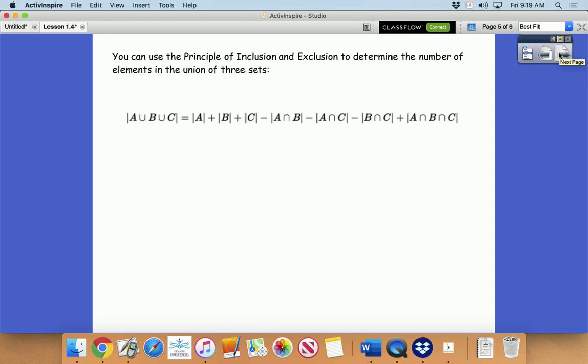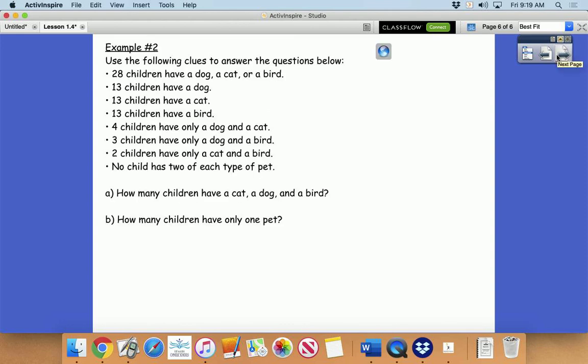Okay, so we're going to come back to this formula once we read the next question. I'll show you why this is an important formula and why we need it for the next question. So let's look at this example here, example number 2. So this is what they're giving us, the following clues.